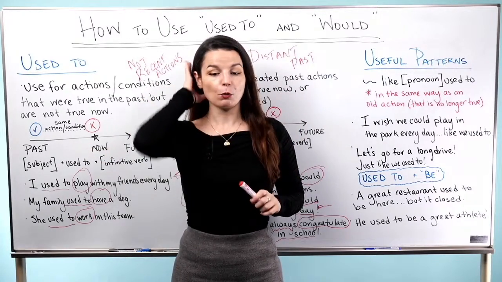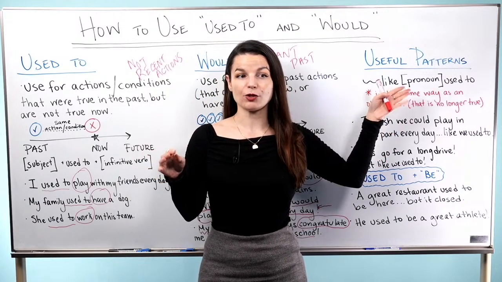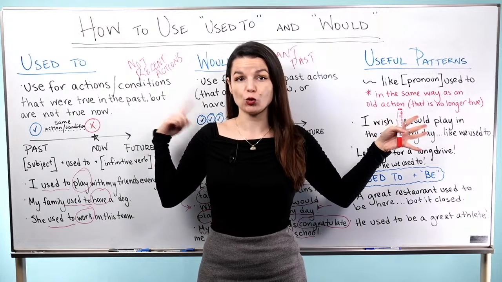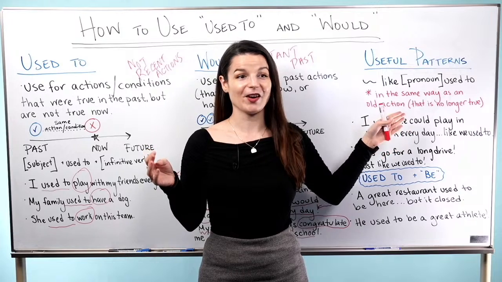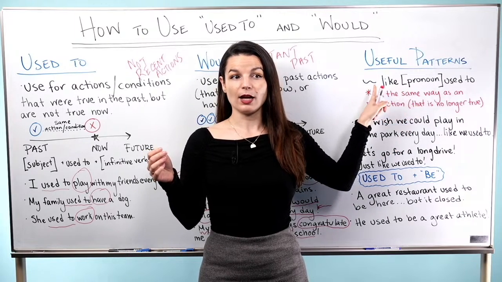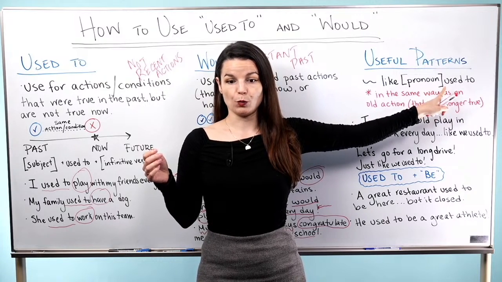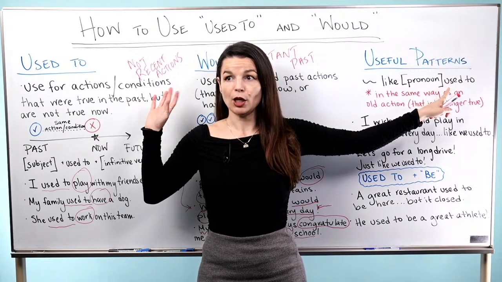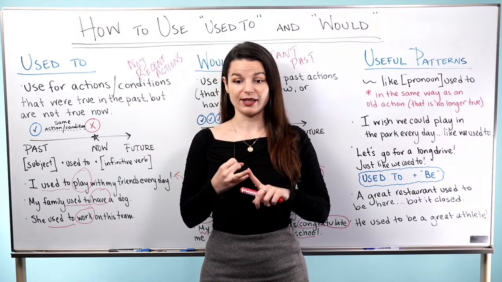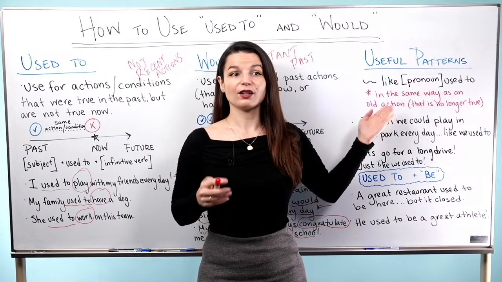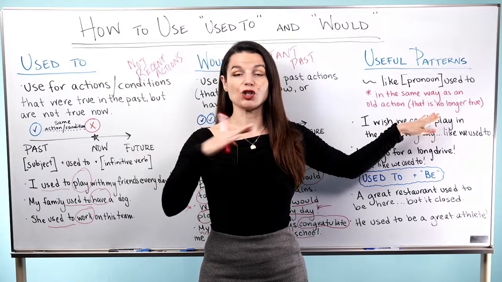Great work, everybody. We're going to continue with some very fast last patterns. I want to talk about just two quick patterns that use the "used to" grammar point in slightly different ways, and then we will be finished for the day. The first useful pattern is "like" plus pronoun plus "used to." You will see this a lot in situations where you want to talk about your town or city, that something changed. This means in the same way as an old action that is no longer true.